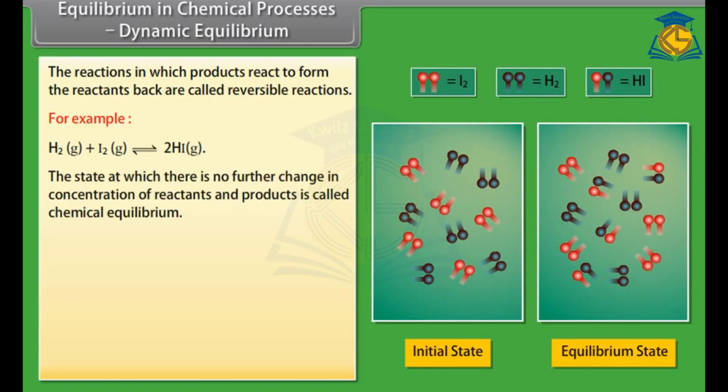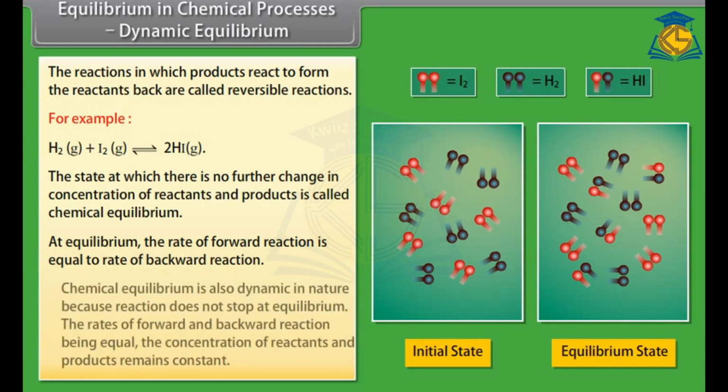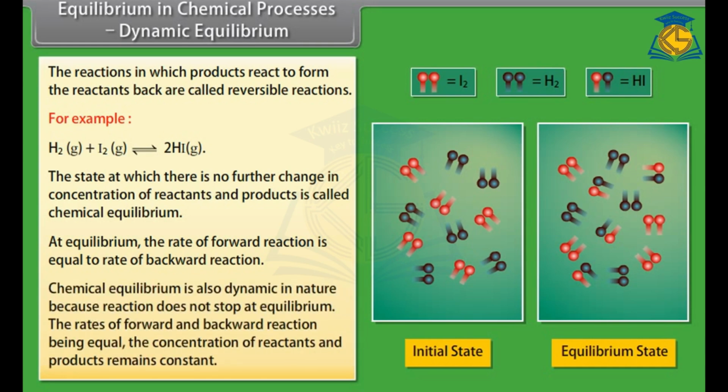The state at which there is no further change in concentration of reactants and products is called chemical equilibrium. At equilibrium, the rate of forward reaction is equal to the rate of backward reaction. Chemical equilibrium is also dynamic in nature because the reaction does not stop at equilibrium. The rates of forward and backward reactions being equal, the concentration of reactants and products remains constant.